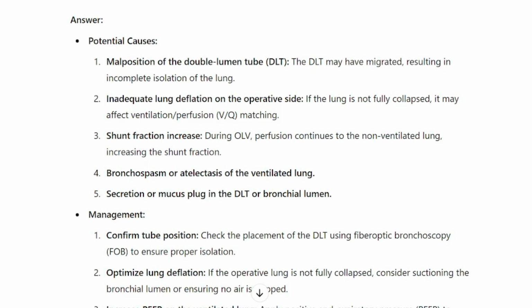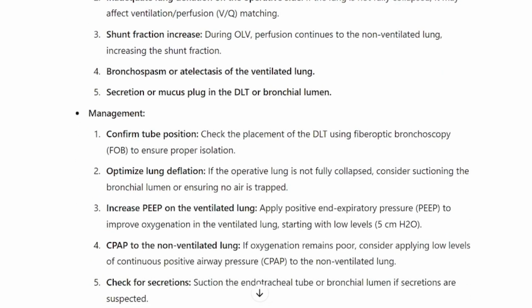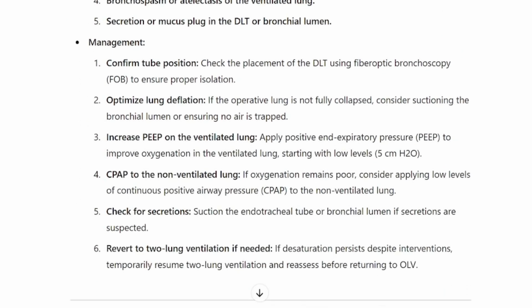4. Bronchospasm or atelectasis of the ventilated lung. Secretion or mucus plug in the DLT or bronchial lumen. Management. 1. Confirm tube position. Check the placement of the DLT using fiber optic bronchoscopy to ensure proper isolation.